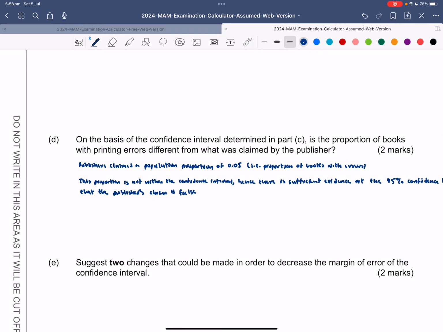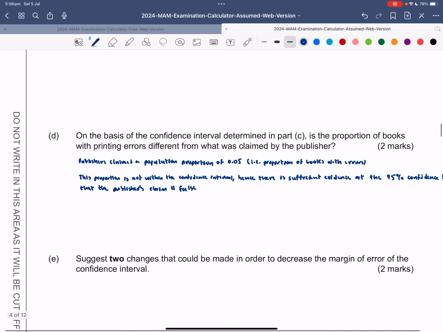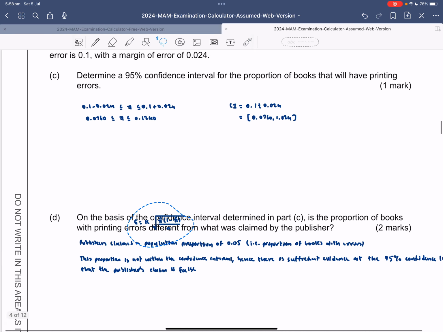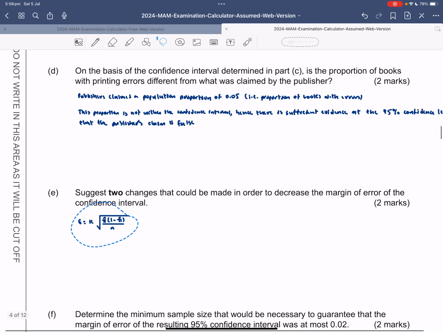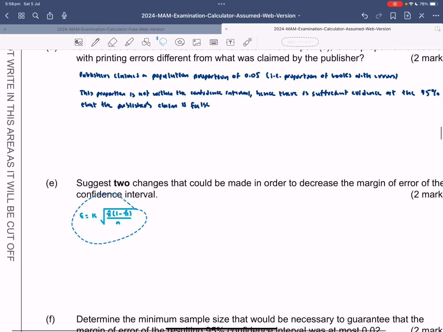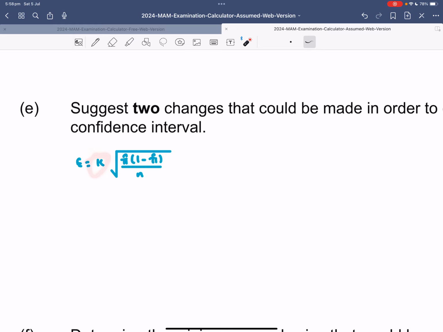Now, two changes that could be made in order to decrease the margin of error. Well, we just discussed the formula for margin of error. You can clearly see that there are a few things that affect the margin of error. k affects the margin of error, n affects the margin of error, and the actual proportion itself affects the margin of error. The closer the proportion is to 0.5, the greater the margin of error. So of the two changes that could be made, you really can't change the proportion. That's not up to us. Think about it: the proportion is the one thing you have no control over. The proportion is what it is.